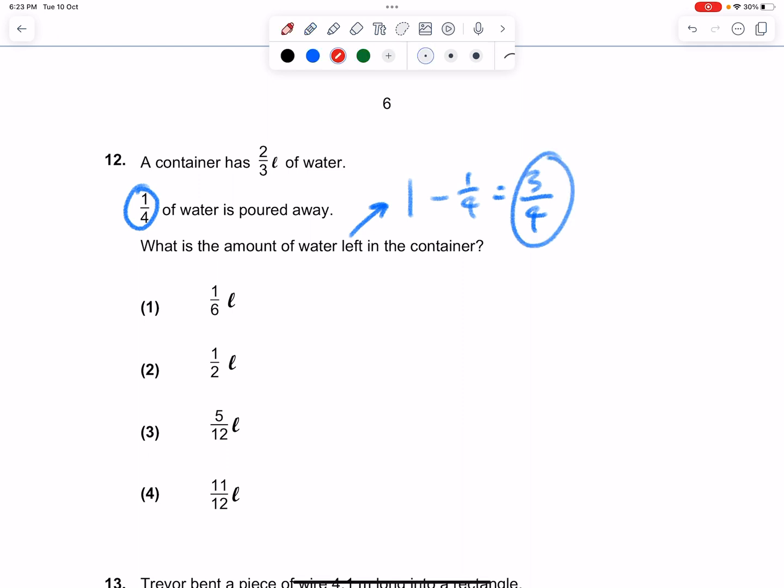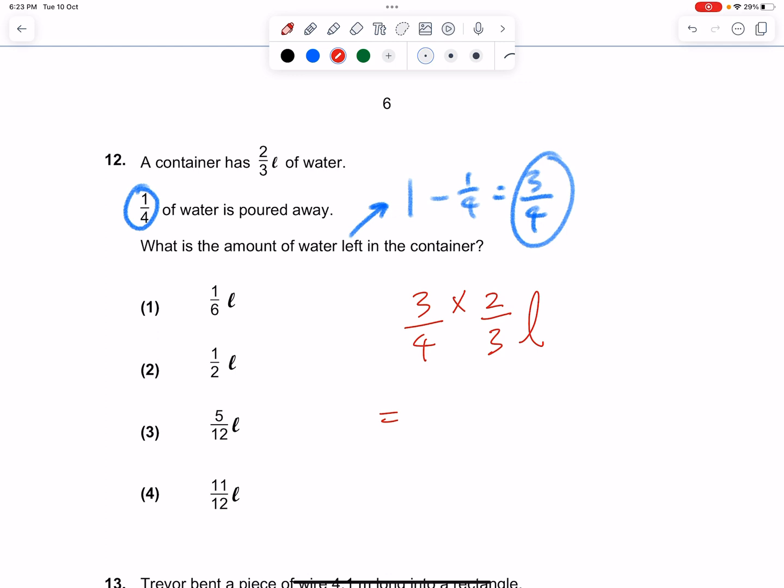Then after that, what you need to do now is, because they want it in liters, you need to know what is 3/4 of 2/3 of water. So you will take 3/4 multiply by 2/3, of liters. So what will you get?